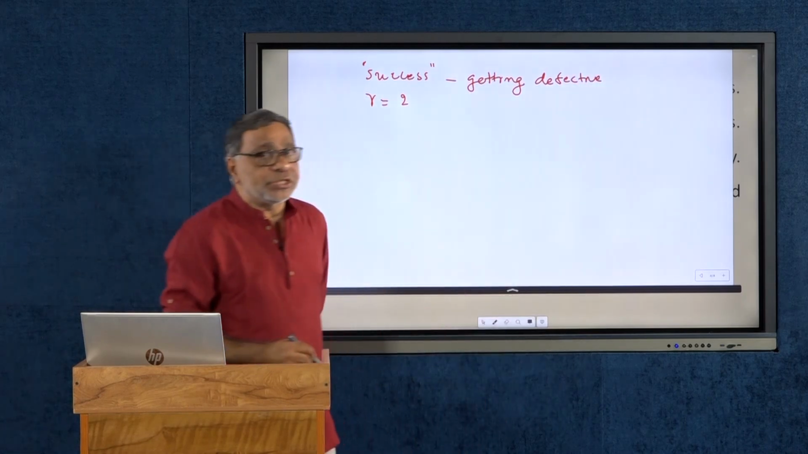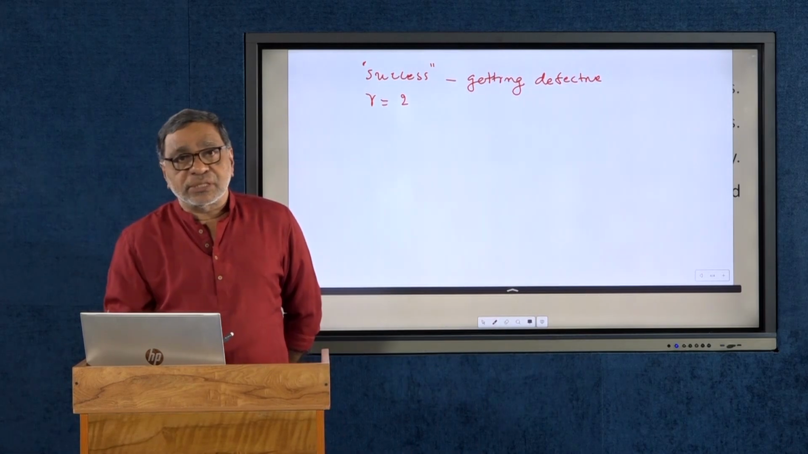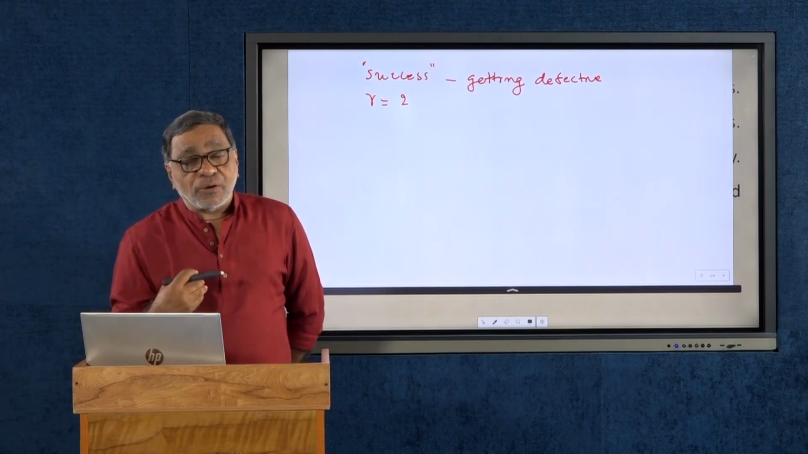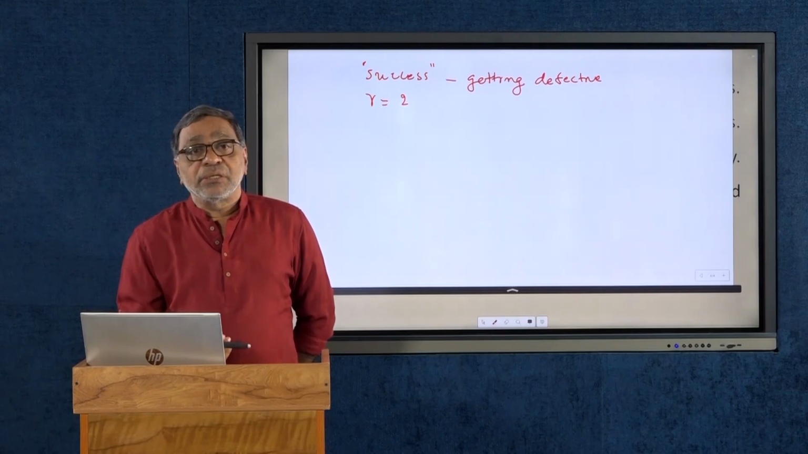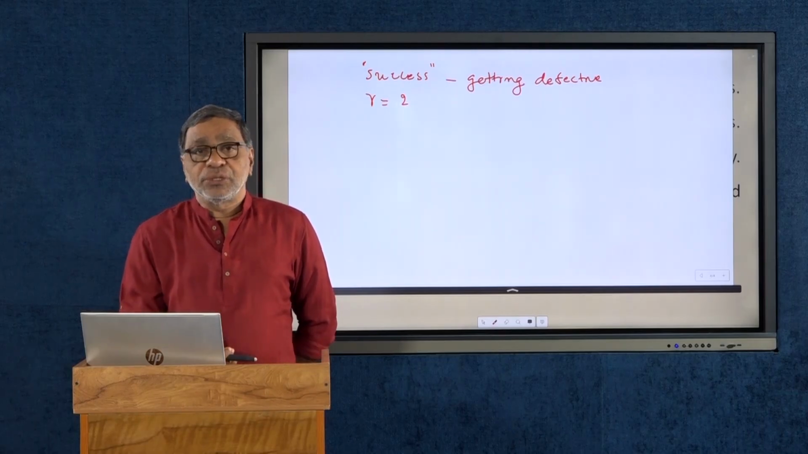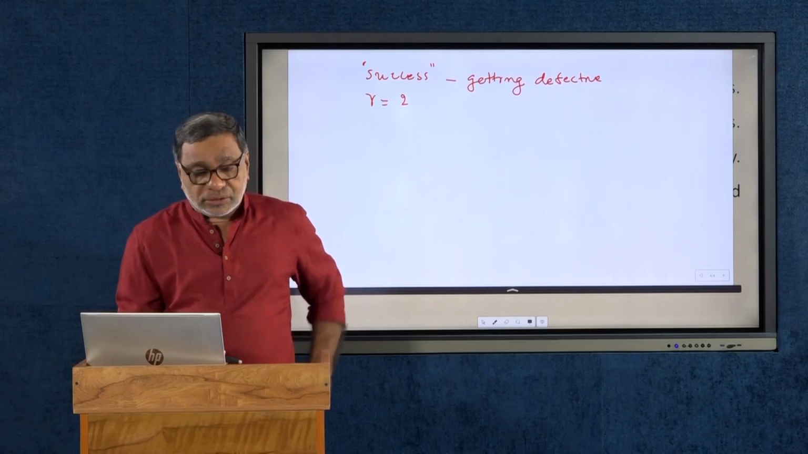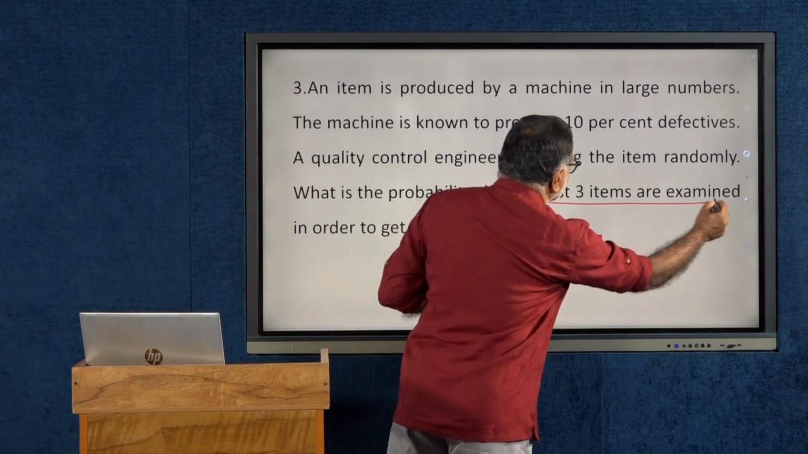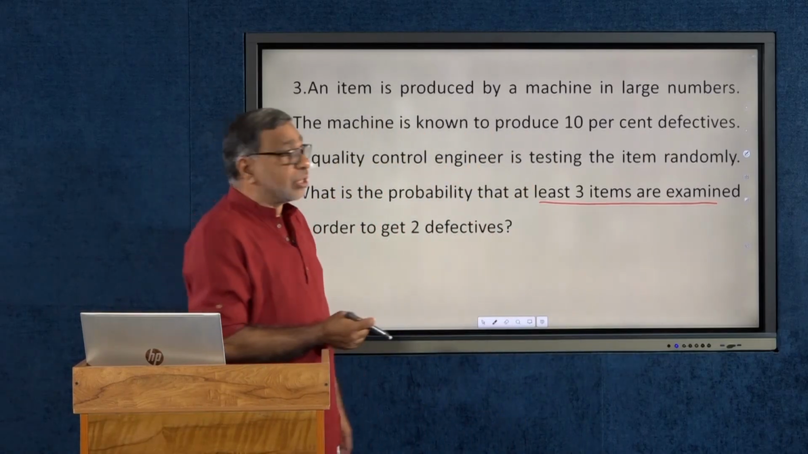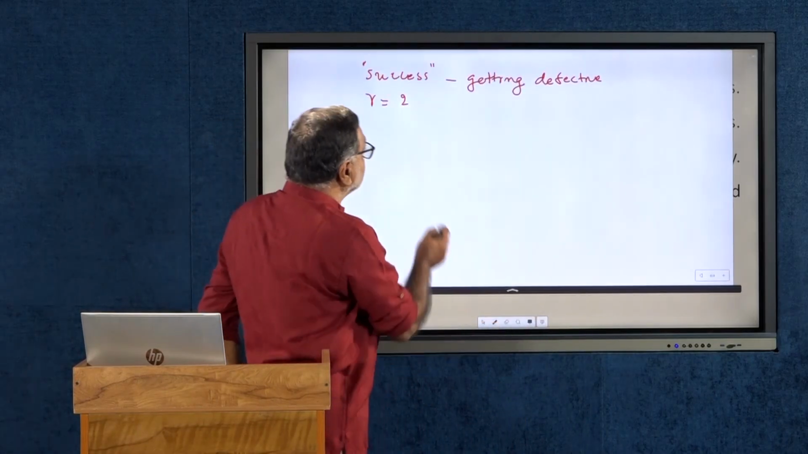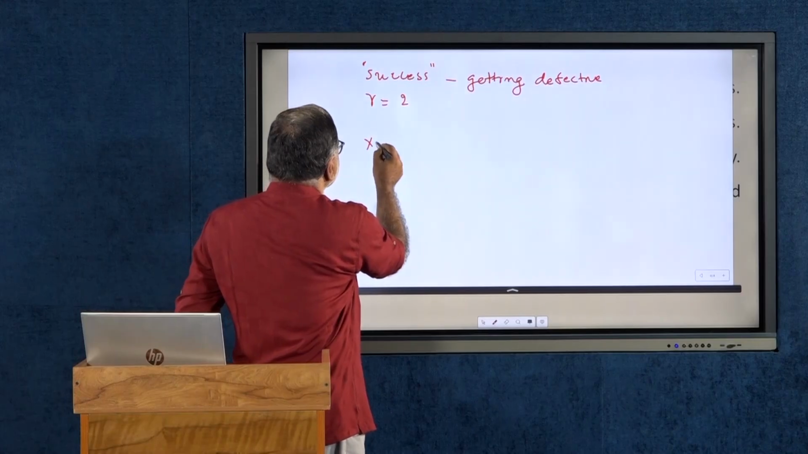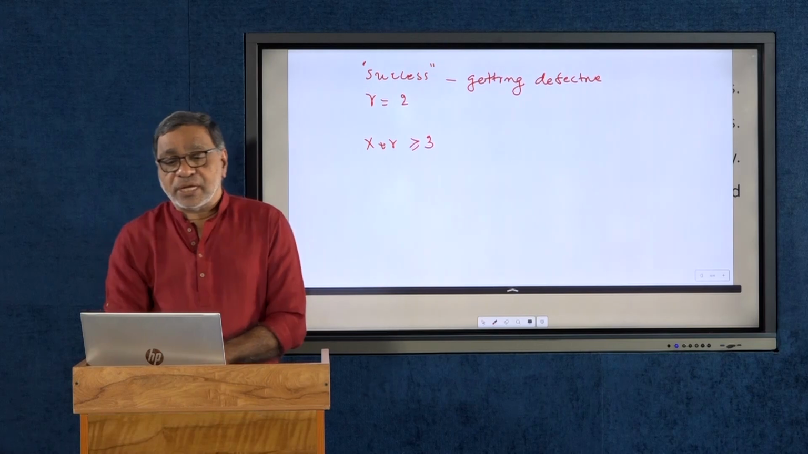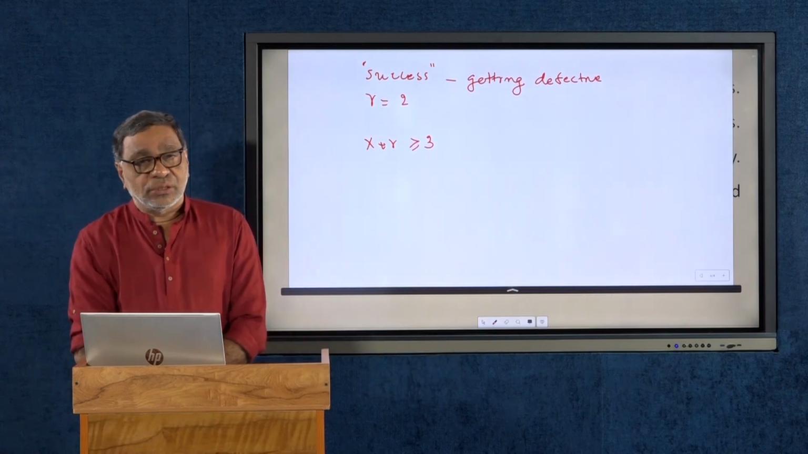Items are produced by the machine and our success is termed as getting defectives. Our interest is to get the number of successes as 2 and at least 3. See, the problem is that at least 3 items are examined. At least 3 items are examined means we have to examine the items x plus r at least 3 times. So, x plus r is greater or equal to 3.